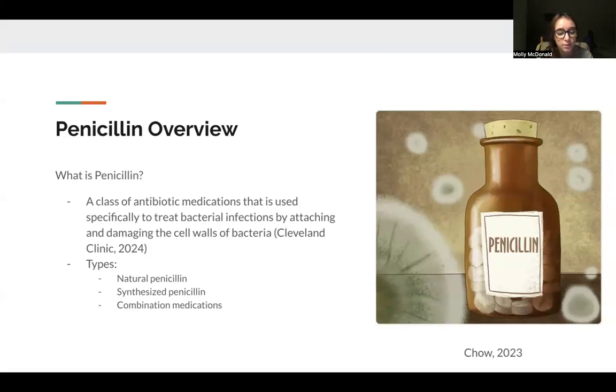There are three different types of penicillin. The first is natural penicillins, such as penicillin G and penicillin V. These are not made by people and are isolated, then purified amounts of penicillin that are found in the world to be made into medications.